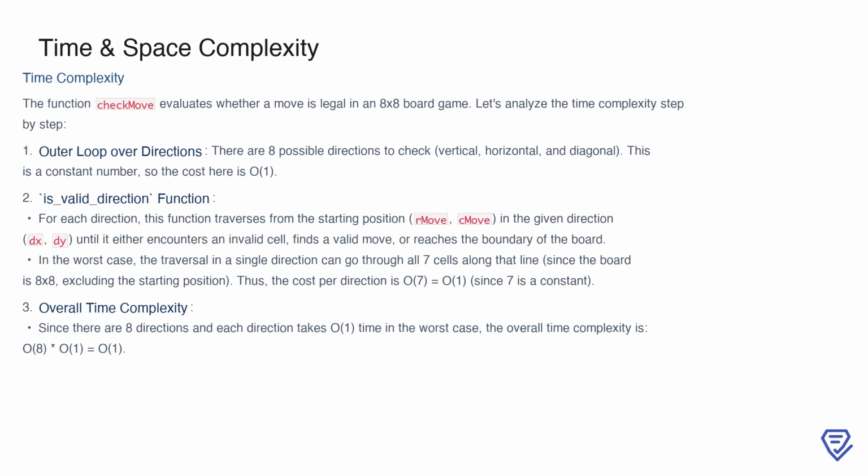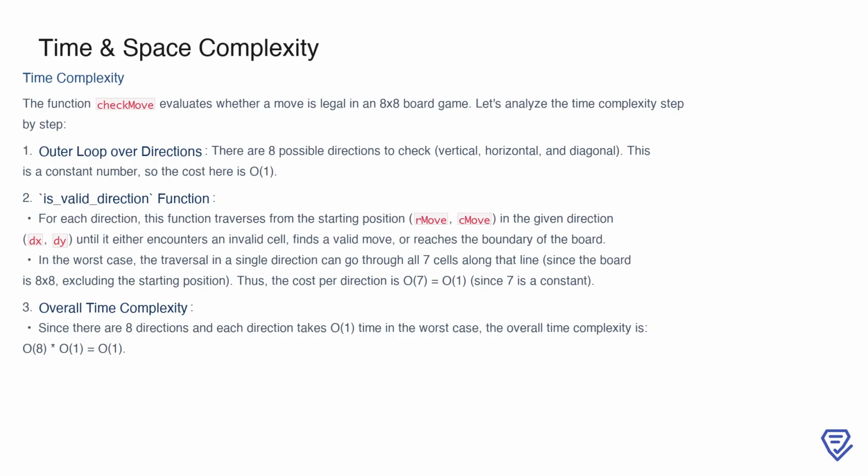To evaluate the time complexity of the checkMove function, we begin by considering the outer loop, which iterates over the 8 possible directions such as vertical, horizontal, and diagonal. Since this number is constant, the cost is O(1).